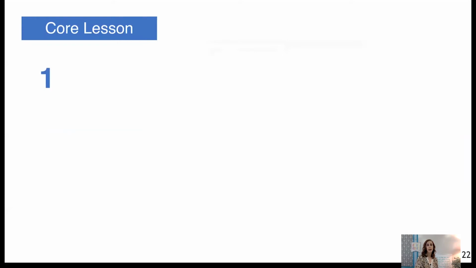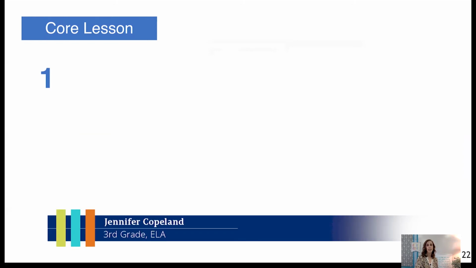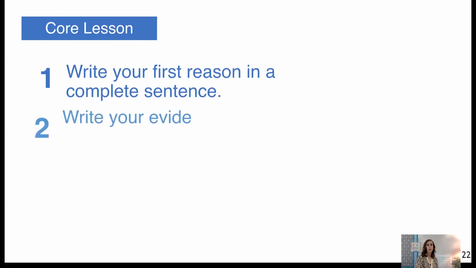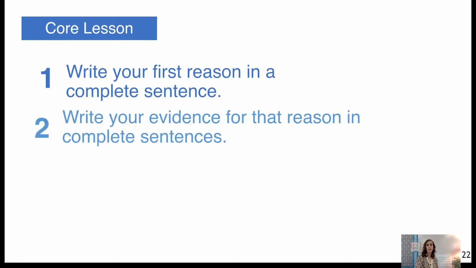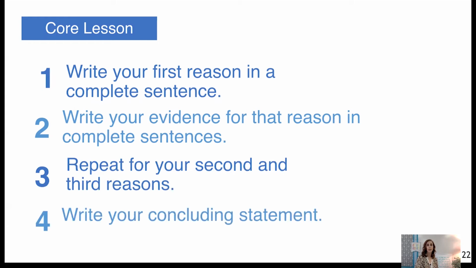To continue an opinion essay after the beginning paragraph is written, follow these steps. First, write your first reason in a complete sentence. For step 2, write your evidence for that reason in a complete sentence. For step 3, repeat for your second and third reasons. Last, write your concluding statement from your organizer.